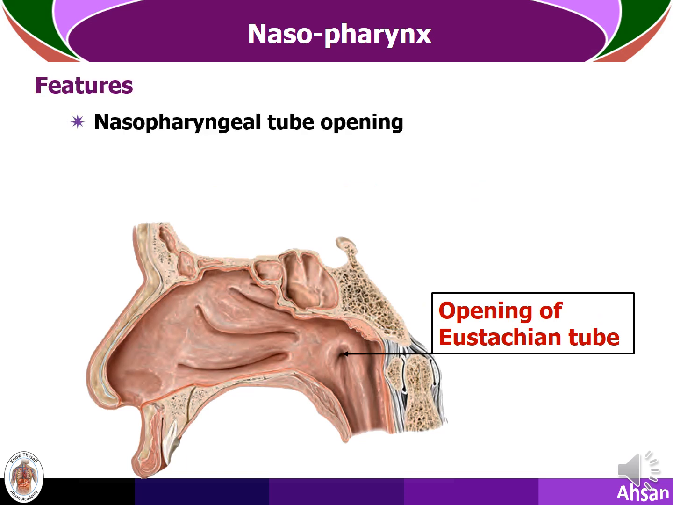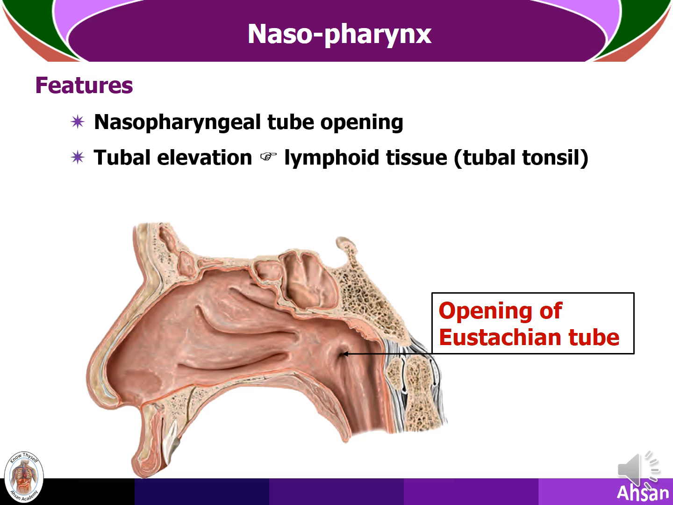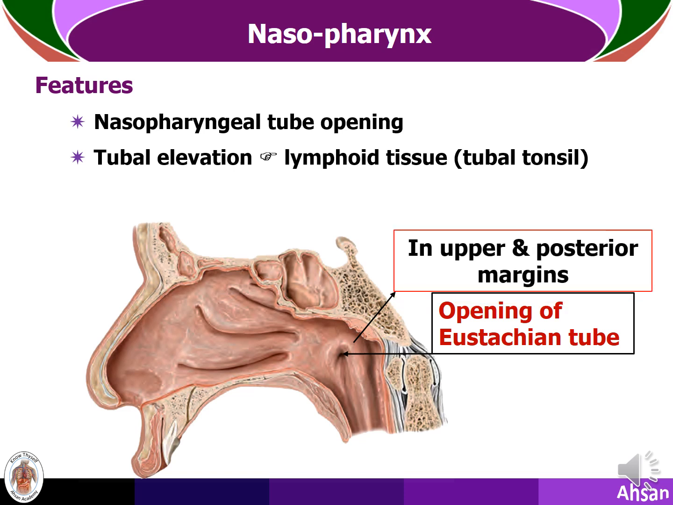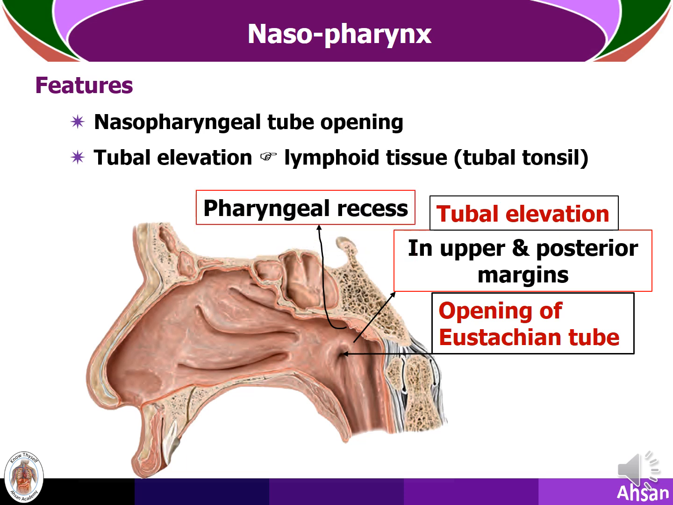The lateral wall of the nasopharynx has one deep opening. This is the nasopharyngeal tube opening, the Eustachian tube's medial opening, and it is surrounded by a mucosal elevation which contains lymphoid tissue, and this lymphoid tissue is known as the tubal tonsil. The marking shows the upper and posterior part of the margin, and above this margin there is a deep depression that is known as the pharyngeal recess.